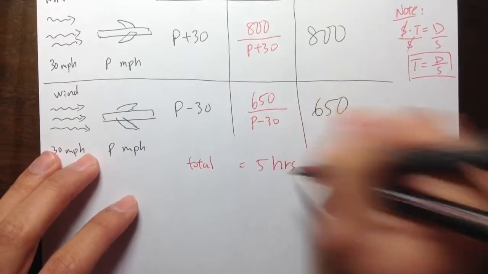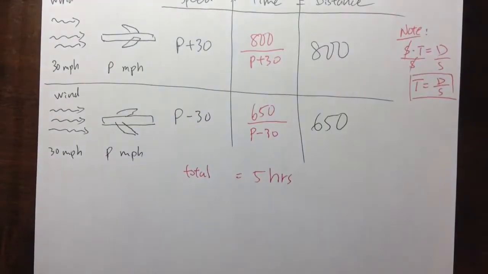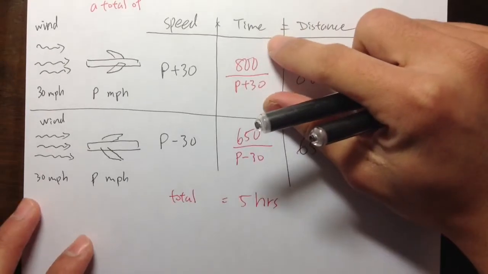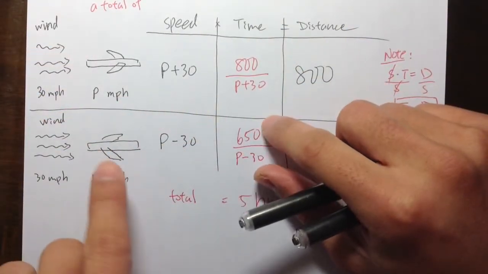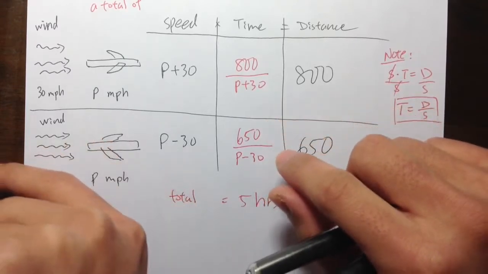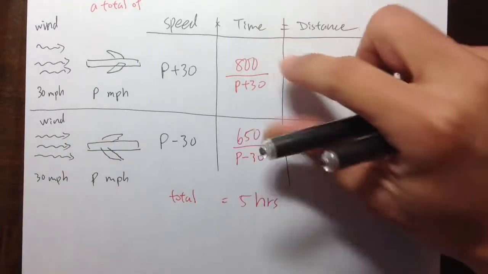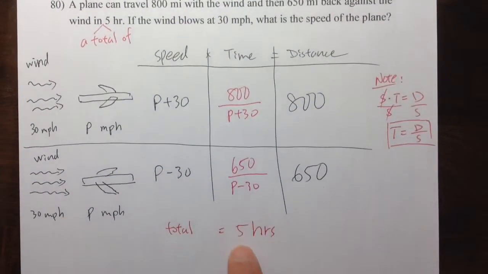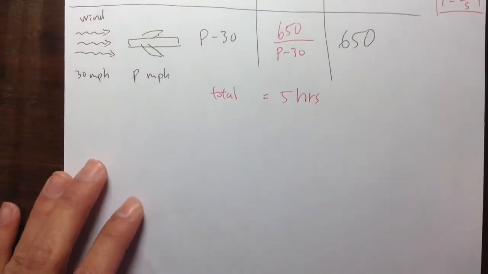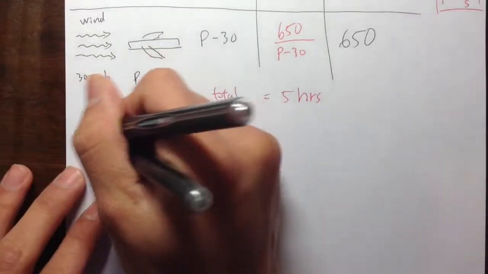That's 5 hours. So we're going to look at this. This represents the time that the plane is going in this trip, and this represents the time that the plane is going the opposite trip. Altogether, when you add them up, they have to be equal to 5. And that's how you can set up the equation for this question.